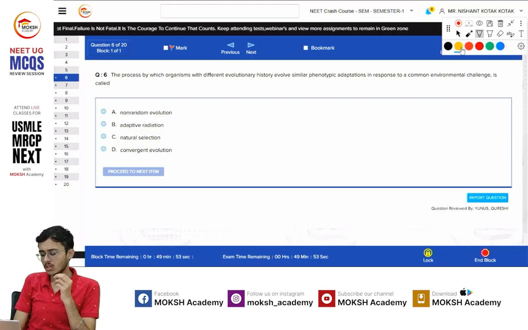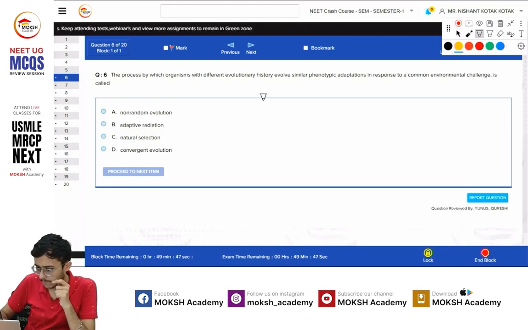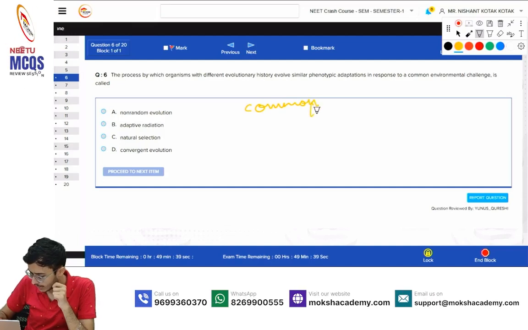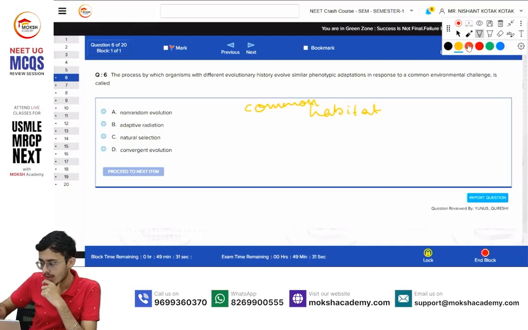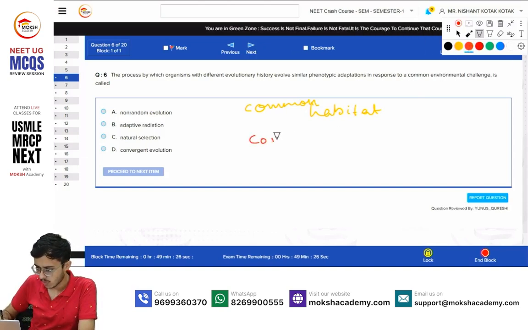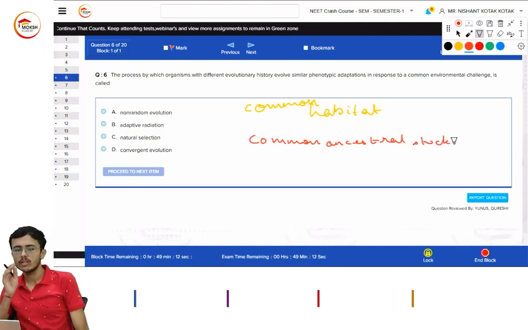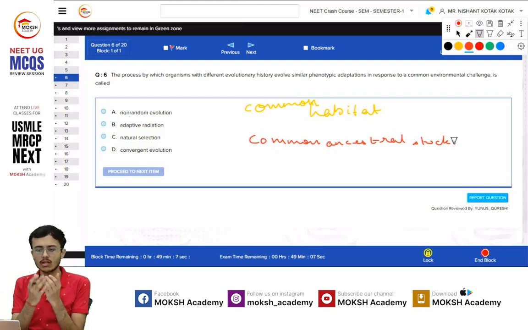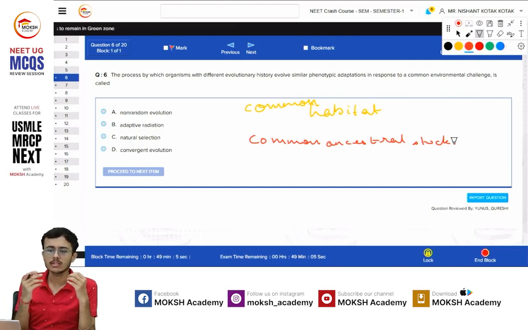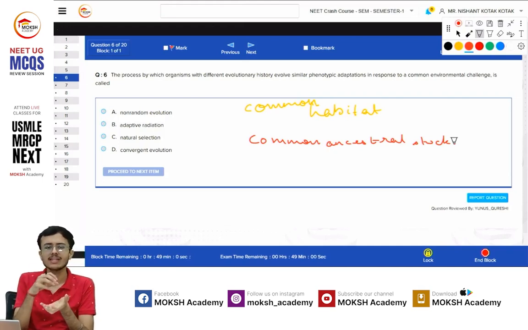How do you solve? The word to remember is: when you have convergent evolution, you have a common habitat. But when you have divergent evolution, you have a common ancestral stock. These are the key things to remember. So whenever in a question you see a common habitat, what happens is that in analogous organs, different species have come from different ancestral stocks, but they have landed up in a common habitat.